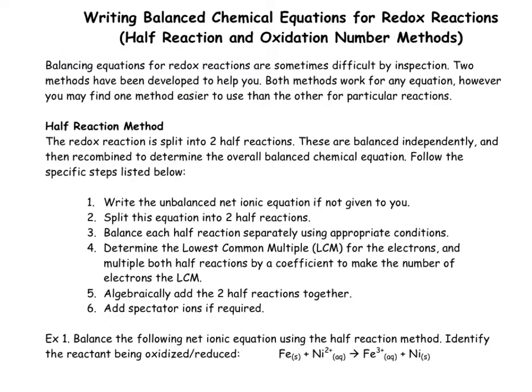Step 4. Determine the lowest common multiple for the electrons and multiply both half reactions by a coefficient to make the number of electrons the lowest common multiple. Then algebraically add the 2 half reactions together. Your electrons should cancel out. And finally, add any spectator ions, if required, in the question. Here's an example.